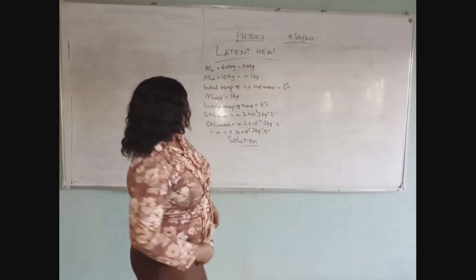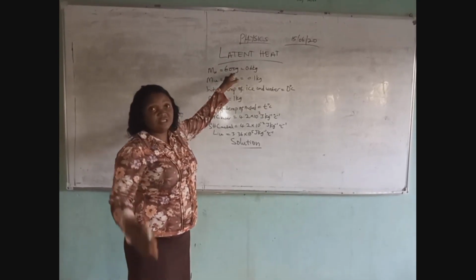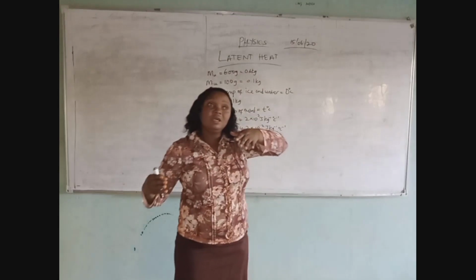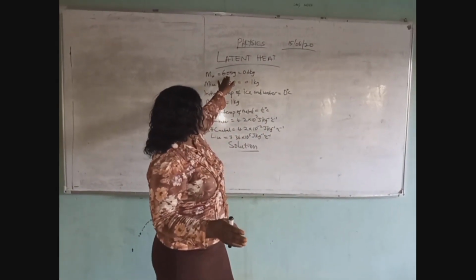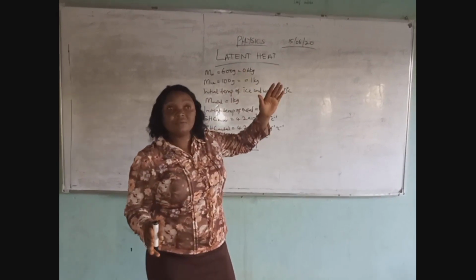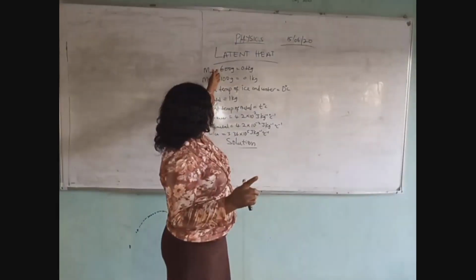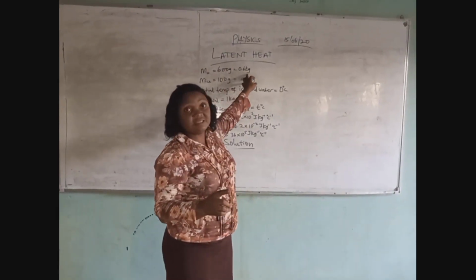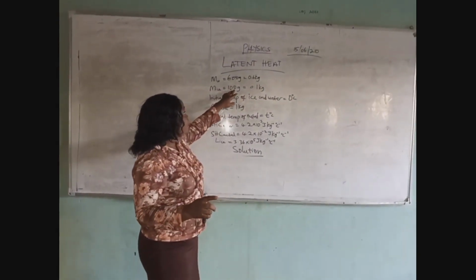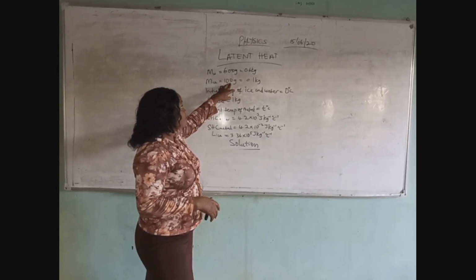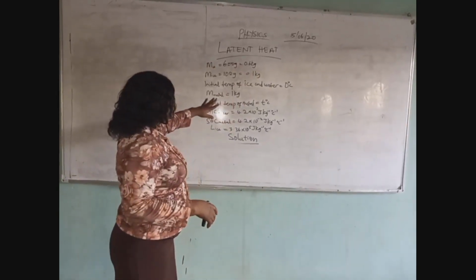Solution. In the question, we are given the mass of water as 600 grams, but you have to change the unit to SI unit of measurement. That is by dividing 600 by 1000, because 1000 grams will give you 1 kg. So 600 divided by 1000 will give you 0.6 kg. Is that understood? The mass of ice is given as 100 grams. When you change it to kg, you get 0.1 kg.